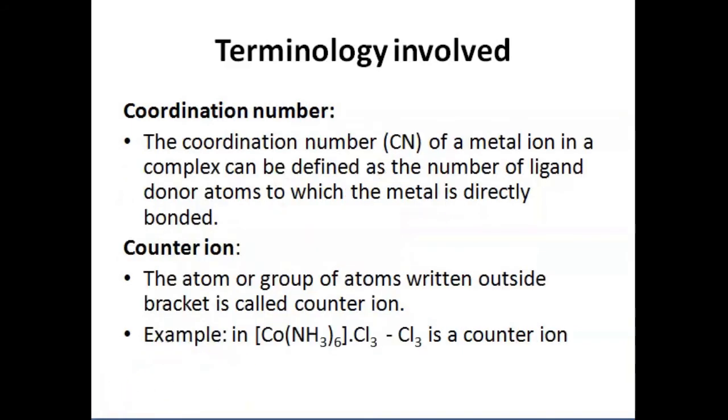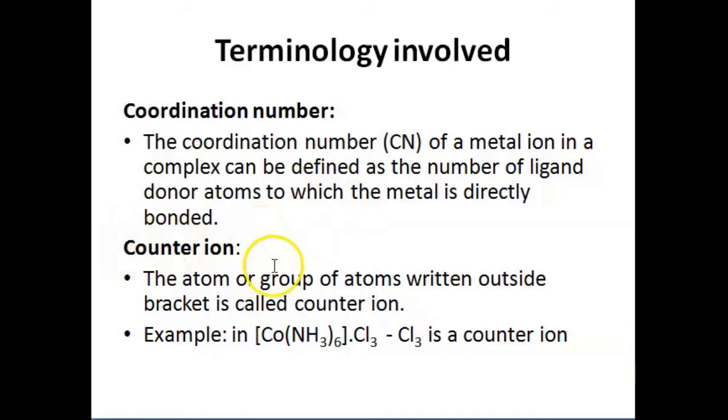The next term is coordination number. This is very important because in most exams they ask to calculate the coordination number. The coordination number of a metal ion in a complex is nothing but the number of ligand donor atoms to which the metal is directly bonded.